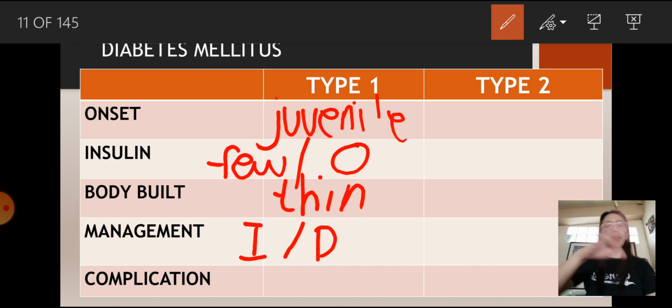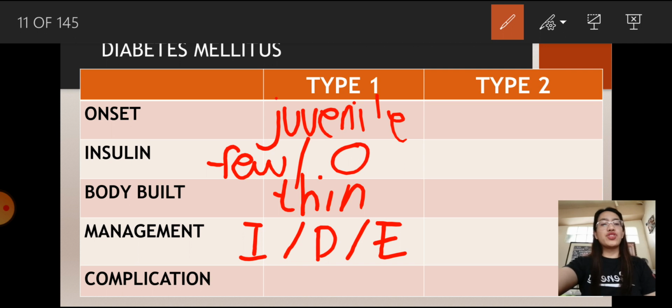Pipiliin lang natin yung talagang akma sa kanyang health condition. Okay? And of course, aside from diet, we also advise them to do exercise. So, yan ang mga health teaching natin sa kanila, sa mga type 1. So, bukod sa insulin, kailangan din nagda-diet, at tapos, kailangan din nag-exercise.